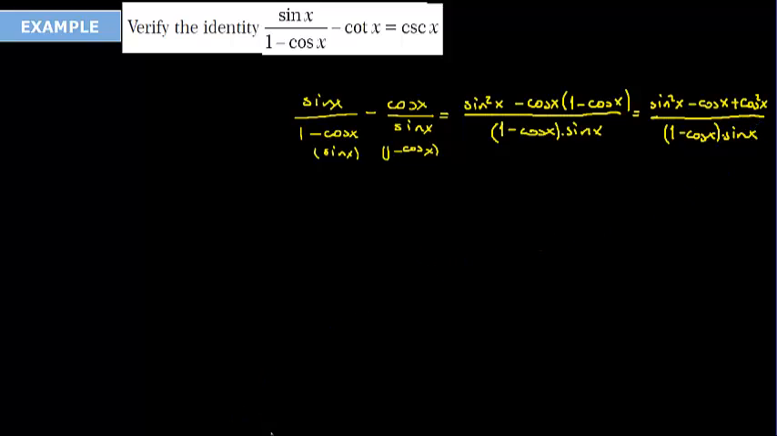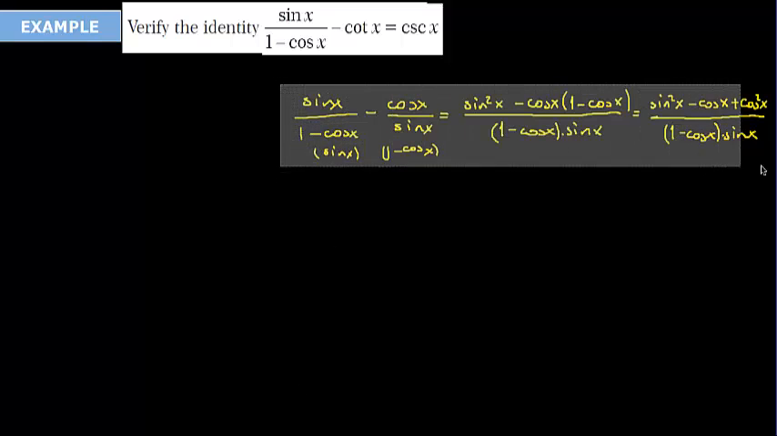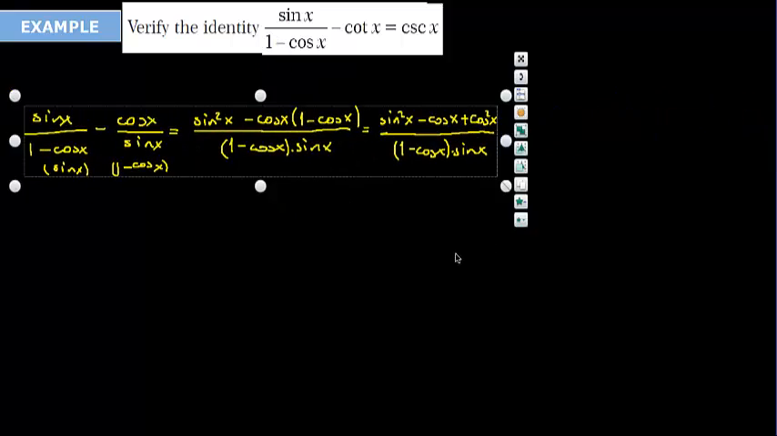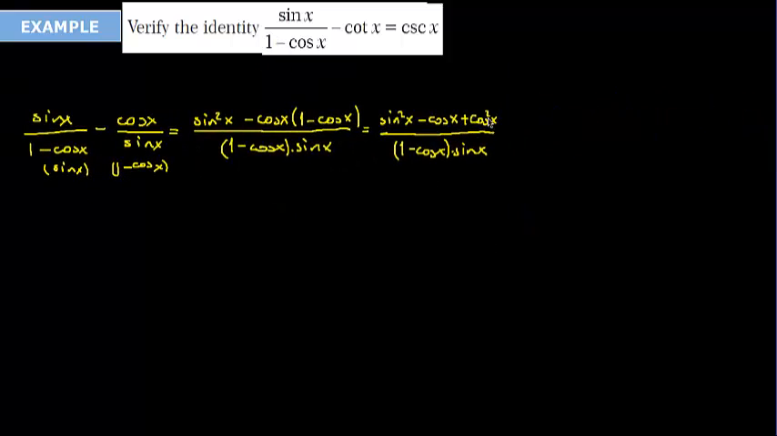If we continue to this equation, sin square x plus cosine square x, we know that's equal to 1. So instead of sin square x plus cosine square x, this term and this term, I'm going to write 1. So it's going to be equal to 1 over 1 minus cosine x times sin x.